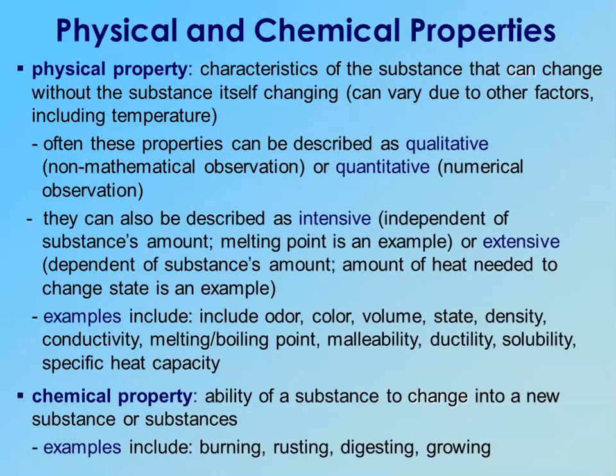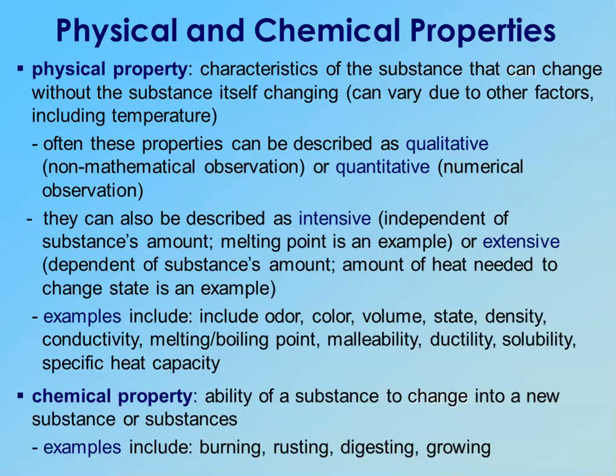Physical and chemical properties. Physical properties are properties that can change for a substance but don't change the substance's composition. They don't change what makes it up. So you can have qualitative physical properties such as color, and you can have quantitative physical properties such as its mass. You can also have physical properties like melting point and boiling point that are quantitative.